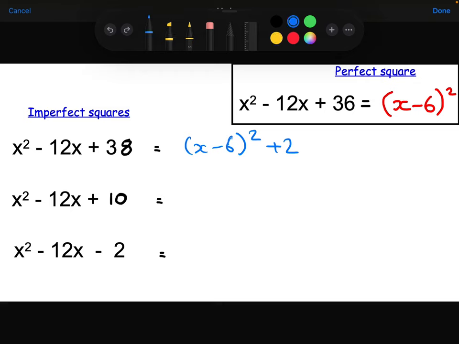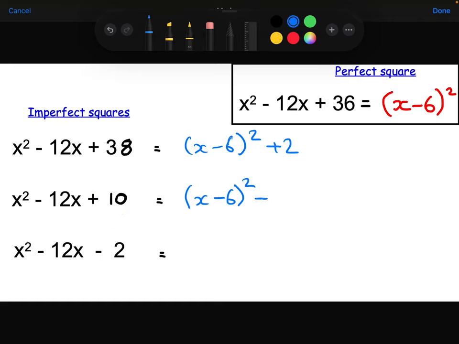Next, x squared minus 12x plus 10. That is an imperfect square. But I can adapt the perfect square x minus 6 all squared to get that. Now you might be able to see what the adapting factor here is. But if not, what we can always do is think, well, this, when I square this, is going to give me a 36 that I don't want. I only want 10.